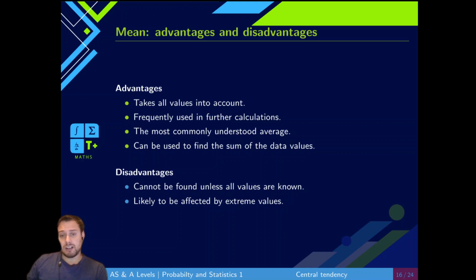The disadvantages are mainly two. The first one is that if we don't know the total, all of the values, we cannot find it exactly, and in some cases we may need to estimate it. And then finally, if we have extreme values, it is going to be affected. So that's something that may happen, and we need to consider it. It's not that we're not going to use it. It's just that we need to consider it in our analysis.